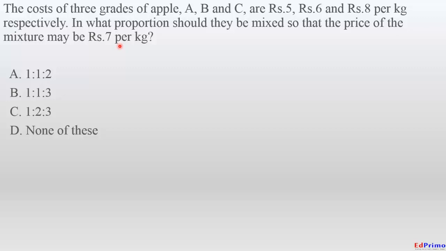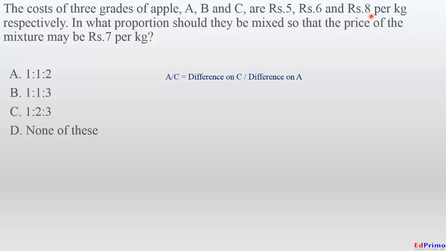Now in order to solve this problem, we will have to have a clear understanding of the price of these apples in their pure form. That is, apple grade A in its pure form will cost rupees 5, apple grade B in its pure form will cost rupees 6, and apple grade C in its pure form will cost rupees 8. Now from this we can surely say that only the cost of apple grade C is higher than the final mixture that we have, and the cost of apple grades A and B is lower than the value of the final mixture. It's fairly simple.